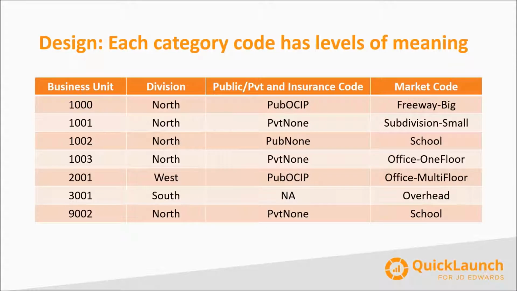All right, let's look at the next idea. In this case, you might have codes that have multiple meanings, right? So I might have on business unit north, but for that 1,000, it's a public OSIP. That's in my example before. I had a public-private code and an insurance code, and maybe I want to combine those because there is no such thing as a private or a public OSIP, or some combination that's not valid. In this case, maybe on the market code, there's no such thing as a freeway multi-floor.